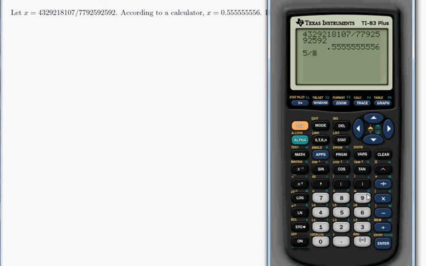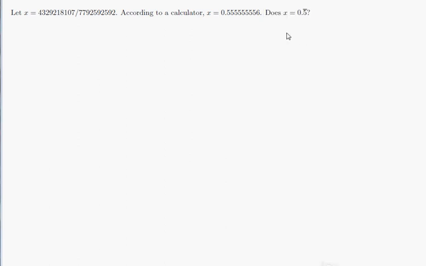We get 5 divided by 9, 0.5555556. So the question is, does x actually equal 0.5 bar? The answer is no. 0.5 bar, as we said, is equal to 5/9, using our rule from class, or else just simply knowing it.